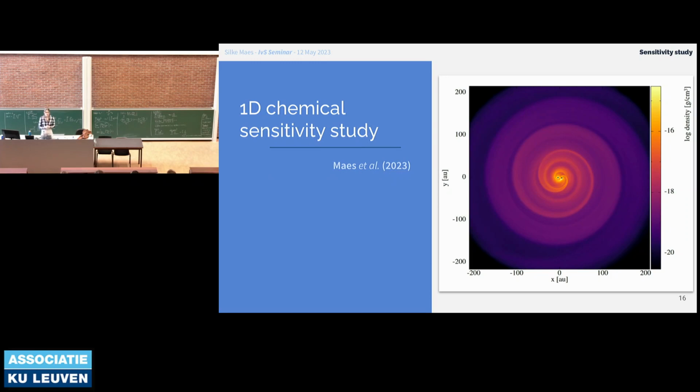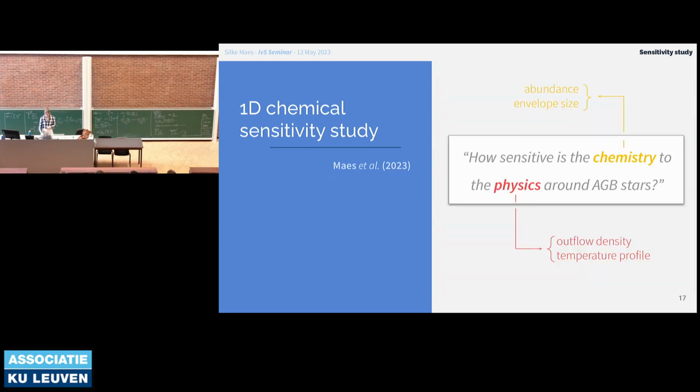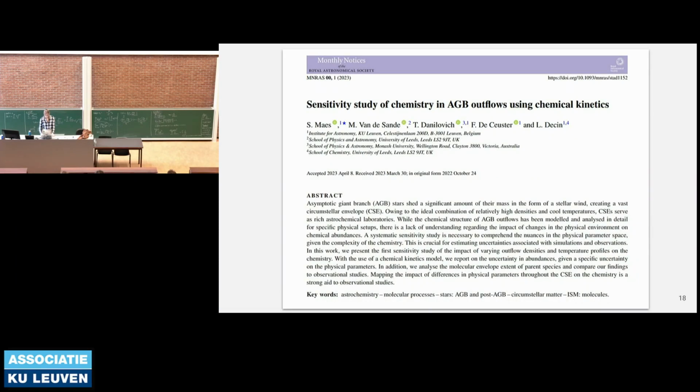And this paper, I got an email earlier this week, is now really published in MNRAS, so go check it out. The question that I'm asking in the paper is, how sensitive is the chemistry to the physics around the HB star? With chemistry, I mean I'm looking at the abundances and also envelope sizes of parent species, which I will explain in a moment. And for the physics, we change basically the outflow density of the wind and also the temperature profile throughout the wind. So this is a screenshot of the paper, so go check it out for more details.